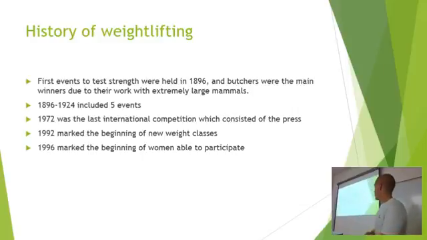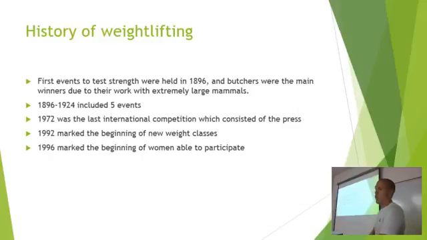First events were to test strength. They were held in 1896. This was in Vienna. Most of the winners, it's kind of a fun fact, were butchers. So a lot of the people that participated dealt with very large mammals, so they were generally the stronger individuals. So they were mainly the winners. So it's pretty neat, fun fact.